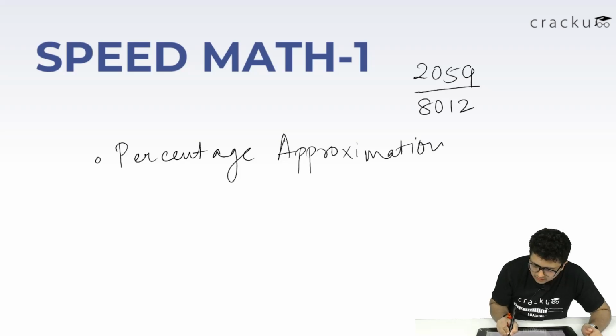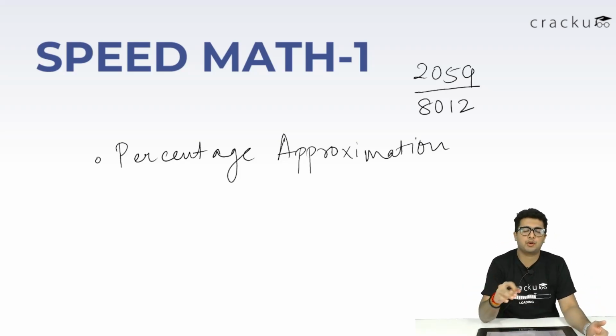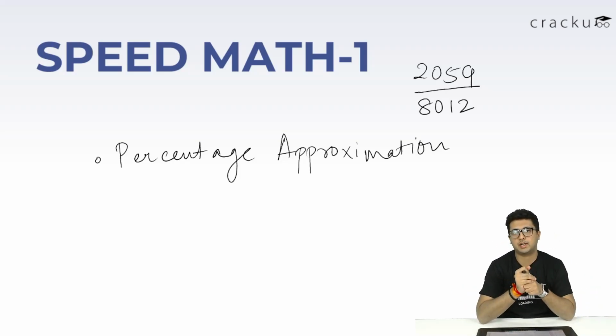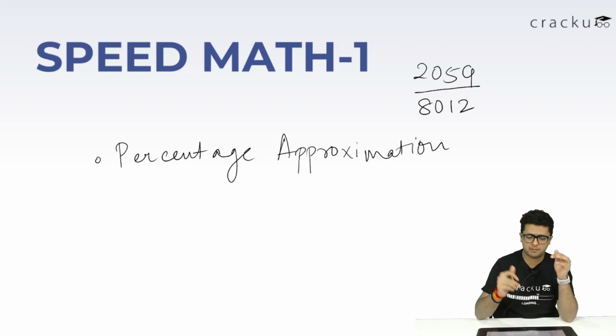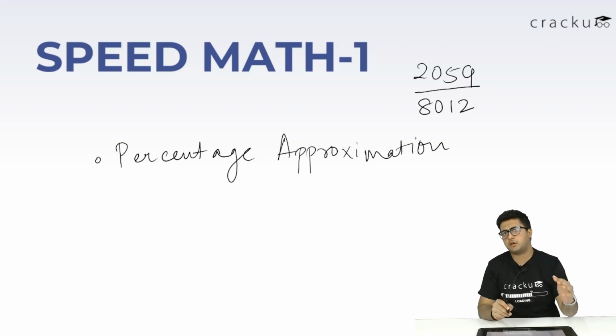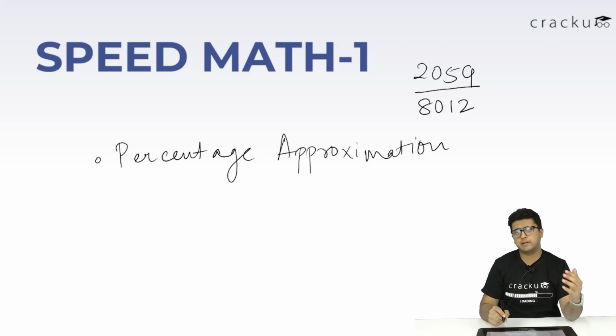Right? So percentage approximation becomes very important not just in quant but also in DILR, because there are countless DILR sets where you have to calculate a percentage of revenue or percentage of allocation or whatever there is. There might be a table given to you, there might be a graph given to you, right? A graph might be given to you from which you have to draw the table, and then a certain percentage of that is what needs to be calculated for the question, and this needs to be done very quickly, right?